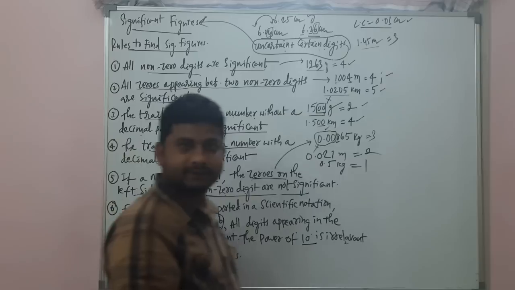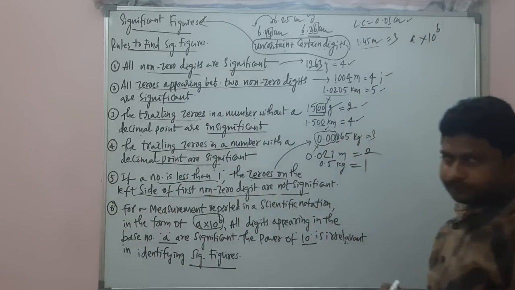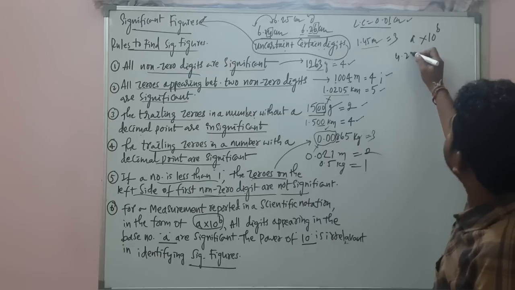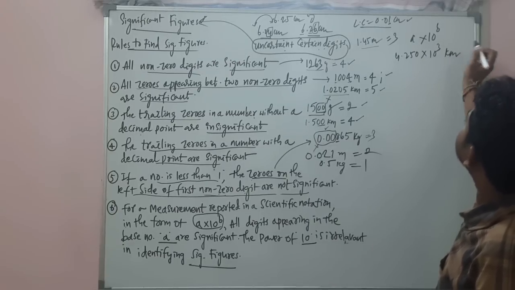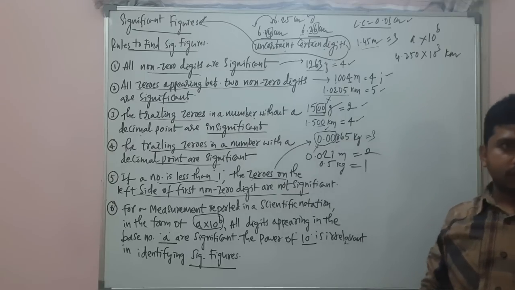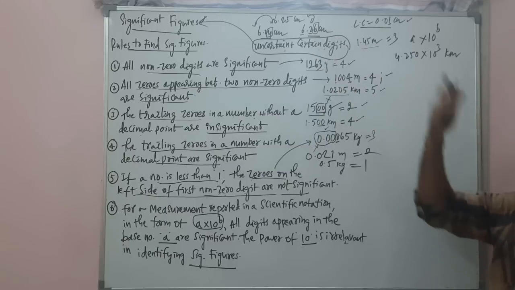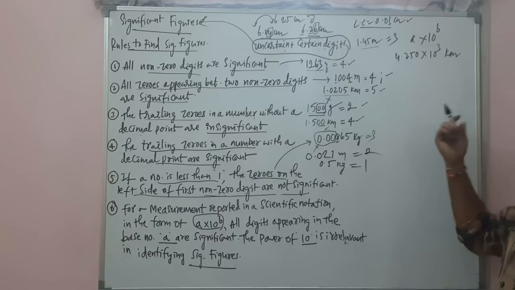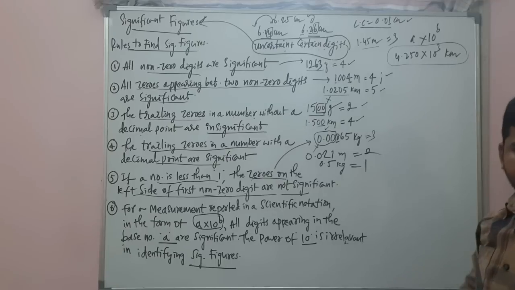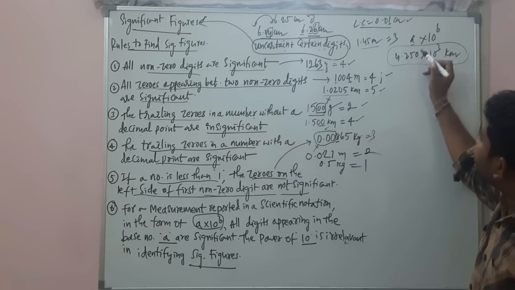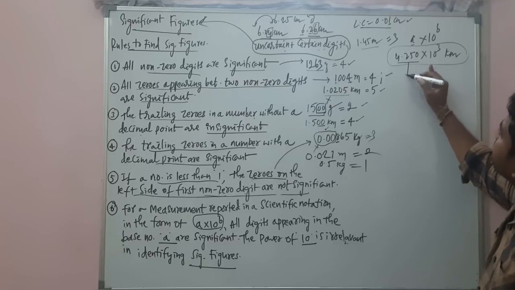You know what is meant by this? Scientific notation is A times 10 raised to B. For example, 4.250 times 10 raised to 3 kilometers. Imagine the distance between two celestial bodies is this much. It's a huge distance. So here the question is, find the significant figures in this number. The A value is called the base number. How many significant figures are here?